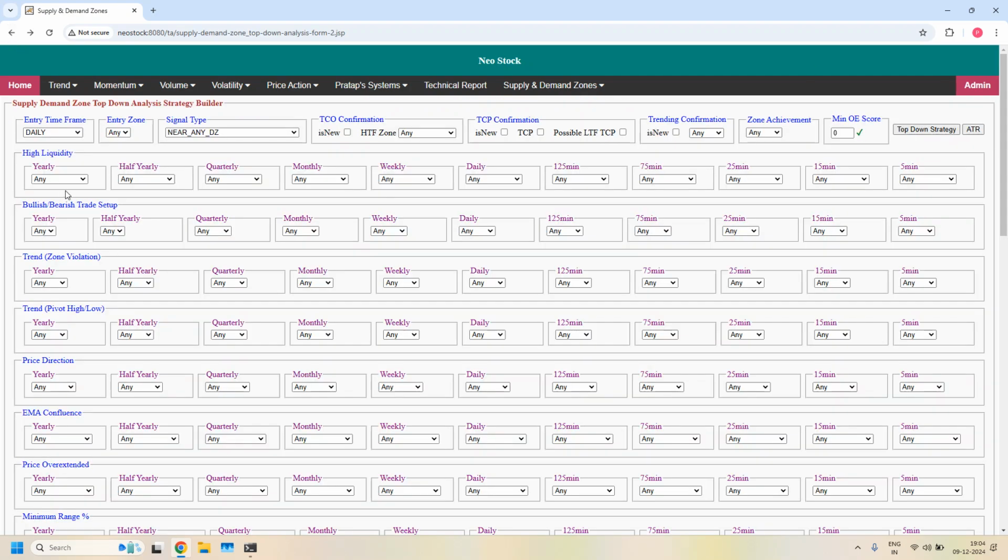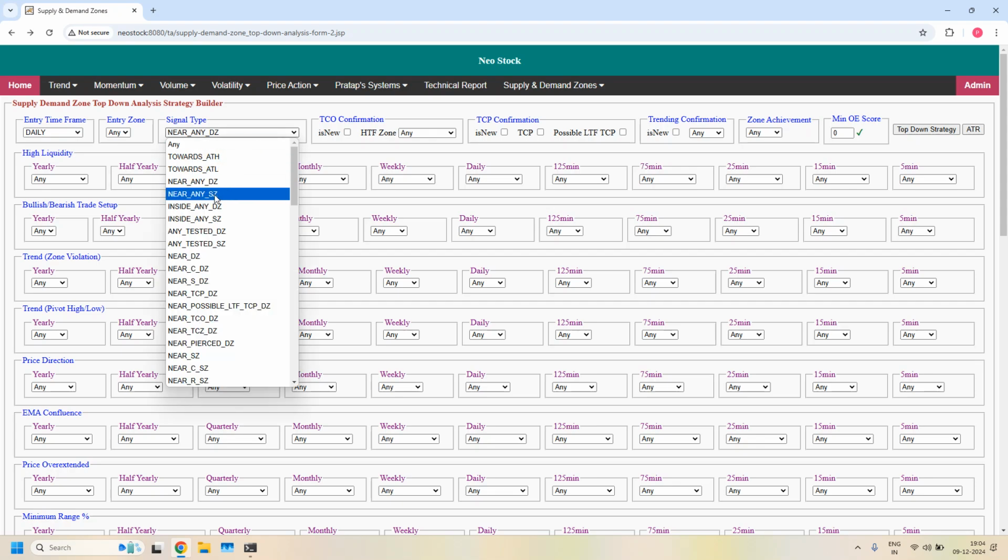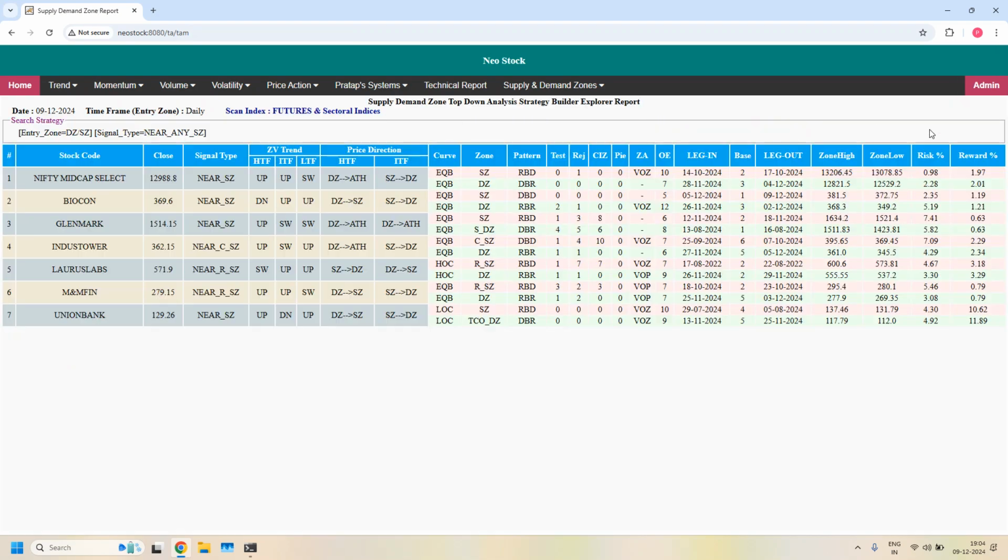Next, daily time frame. Let us find the stocks near daily supply zone. 7 stocks are filtered. Let us identify high liquidity daily supply zones. Indus Tower is having high liquidity daily supply zone. Laurus Labs is having. M&M Finance is having. So total 3 high liquidity daily supply zones we identified from this list.